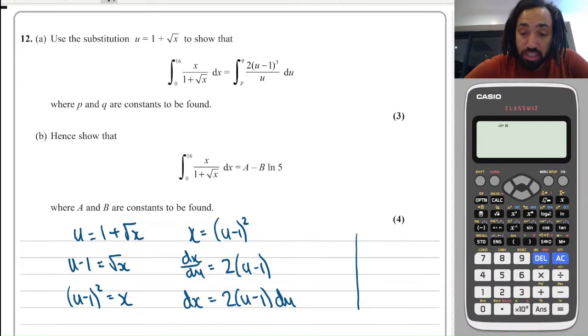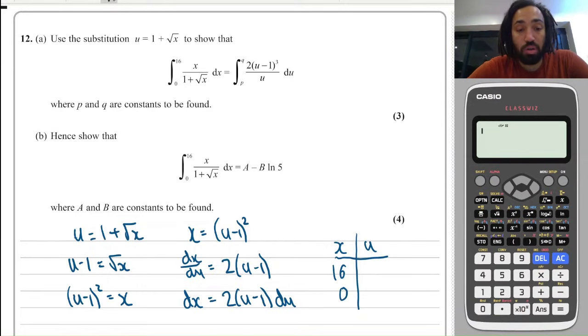The next thing I need to do is change my limits. So I'll draw a little table of values here, and I'll write x and I'll write u. And the x values are 16 and 0. Now u is equal to 1 plus the square root of x. So 1 plus the square root of 16 is 5, and 1 plus the square root of 0 is 1. And then I think we are good to go.